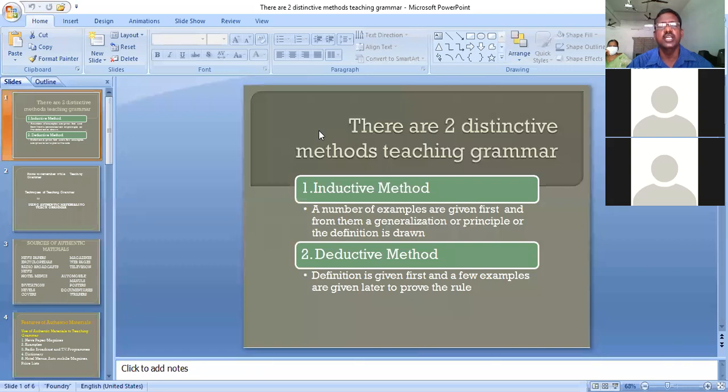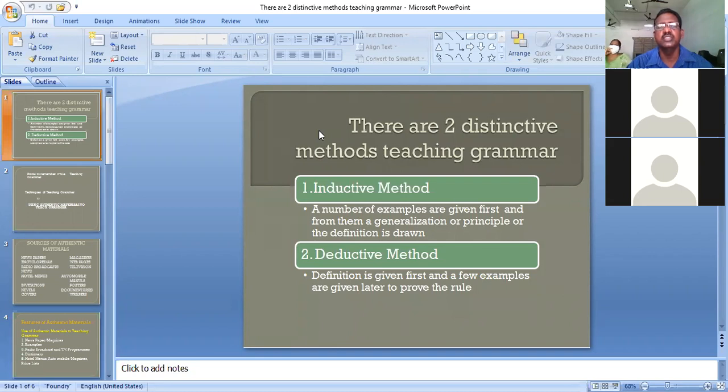But now I am going to teach you about the deductive method of teaching grammar. See, the definition is given first and a few examples are given later to prove the rule. See, the rule is given first and a number of examples are drawn from the rule.